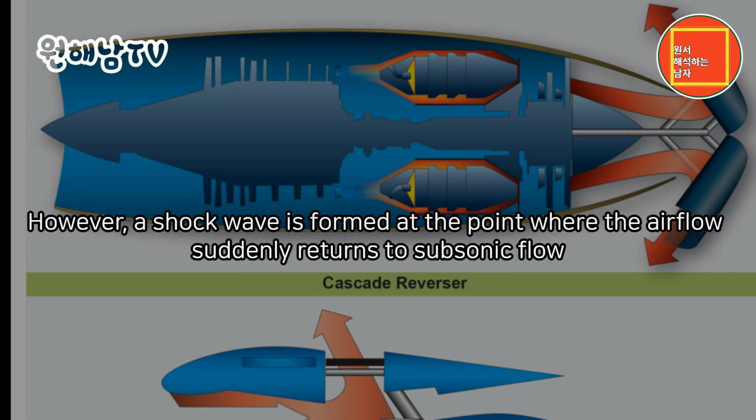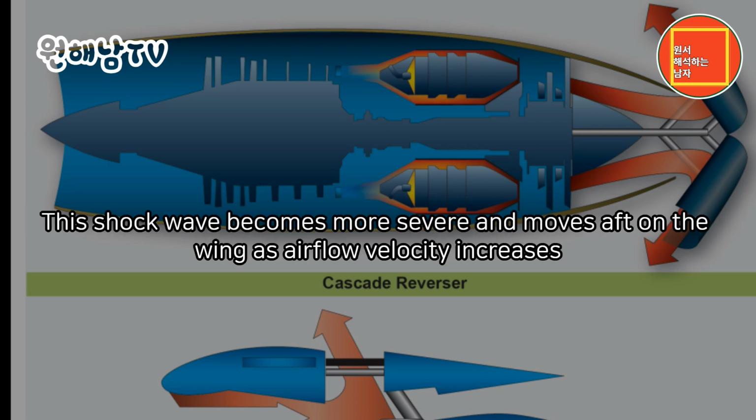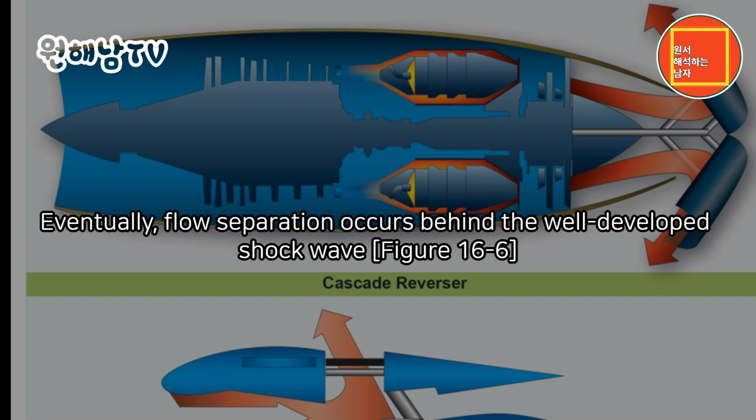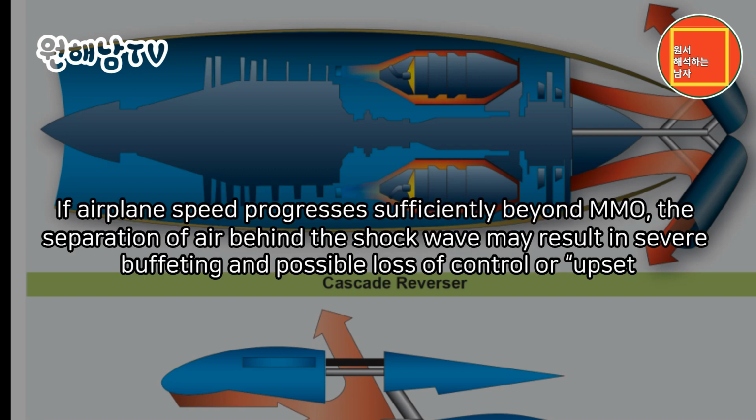However, a shock wave is formed at the point where the airflow suddenly returns to subsonic flow. This shock wave becomes more severe and moves aft on the wing as airflow velocity increases. Eventually, flow separation occurs behind the well-developed shock wave. Figure 16-6. If airplane speed progresses sufficiently beyond MMO, the separation of air behind the shock wave may result in severe buffeting and possible loss of control or upset.